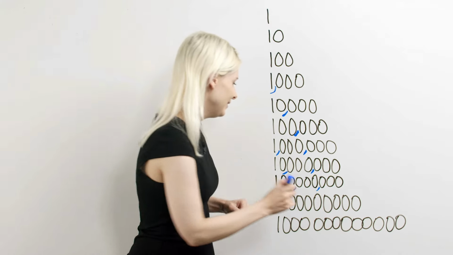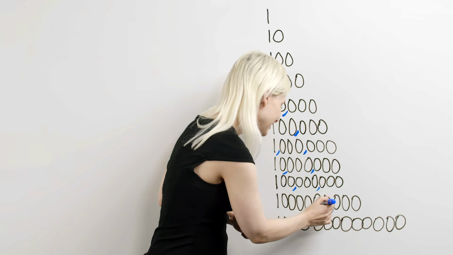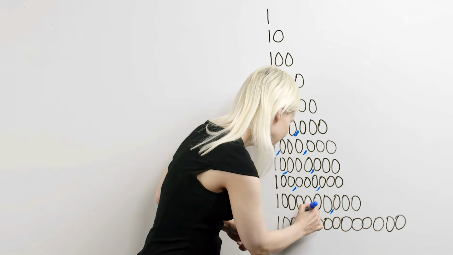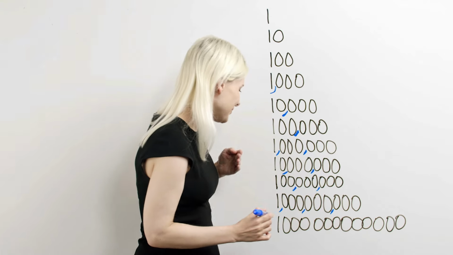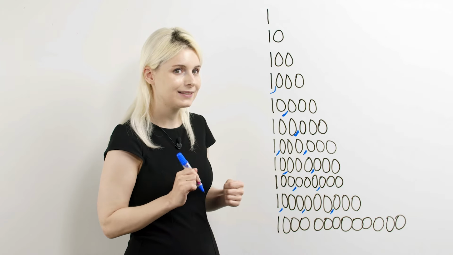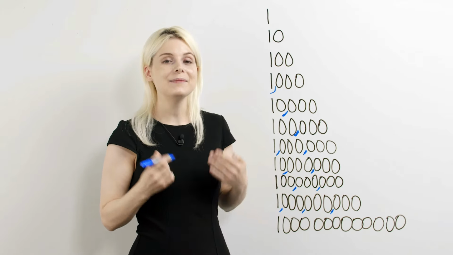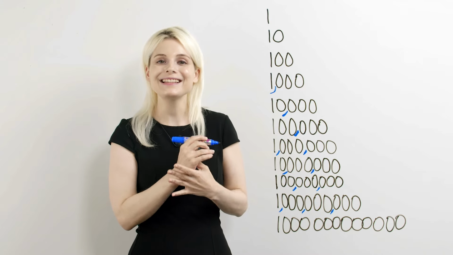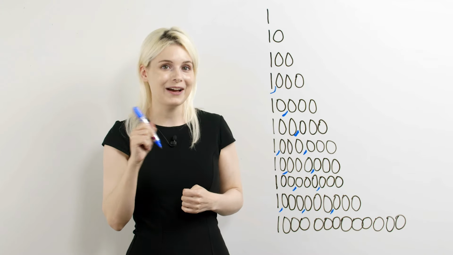Let's try again. 1, 2, 3, comma. 1, 2, 3, comma. 1, 2, 3, comma. Oh, so that's 1 billion because we have 3 commas. I know that every time I see 3 commas, it means billion. So I can see billion quickly and easily because it has 3 commas.